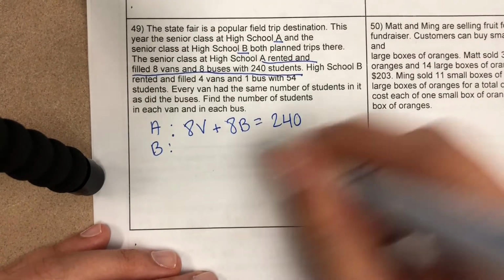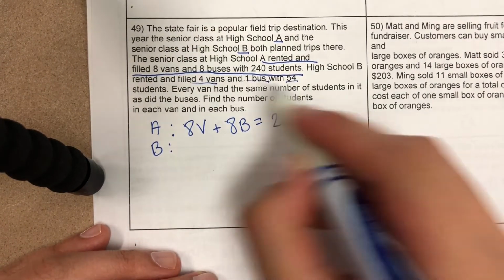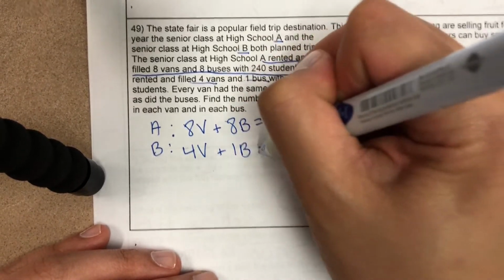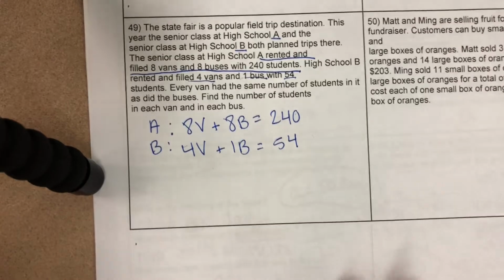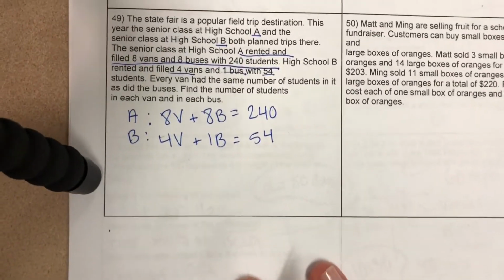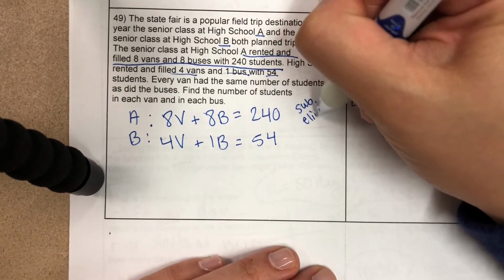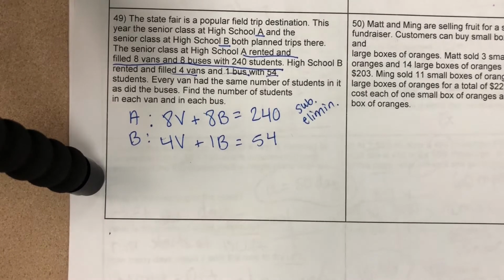The equation for high school B, 4 vans and 1 bus for 54 students. So 4V plus 1B equals 54. Now I have 2 equations with 2 variables. I can use either substitution or elimination to figure this out.